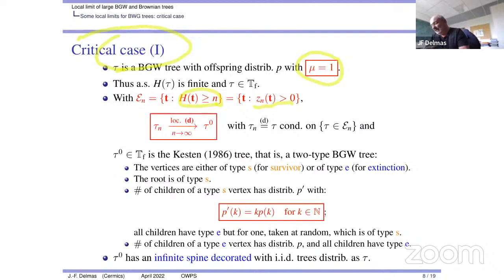Then it is well known, and goes back to Kesten in 86, that there is a local limit of the Galton-Watson tree conditioned to be alive up to level n. The limiting tree is what I call the Kesten tree, which can be seen as a two-type Galton-Watson tree, where you have two kinds of vertices, one of type S for survivor and one of type E for extinction. The root is of type S, and a vertex of type S has a certain number of children. All of them are of type E, except for one, which is of type S, and which is chosen among its children uniformly at random. The distribution of the number of children of the individual of type S is exactly given by the size-biased distribution.